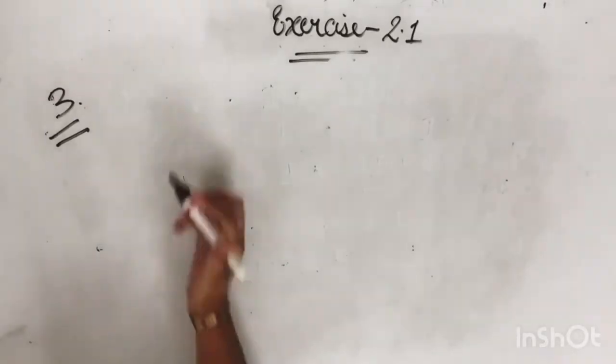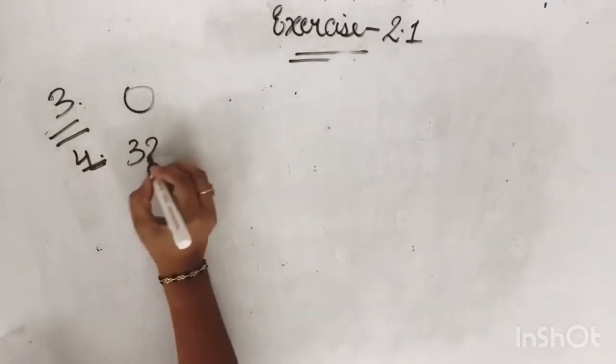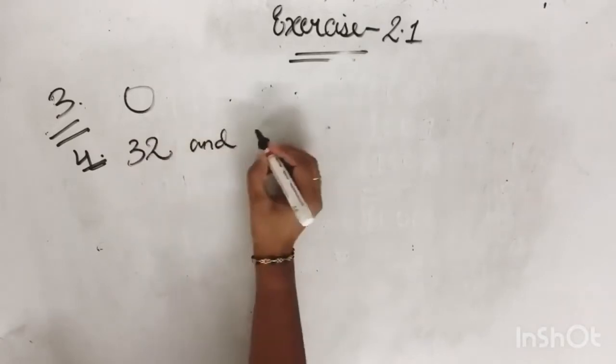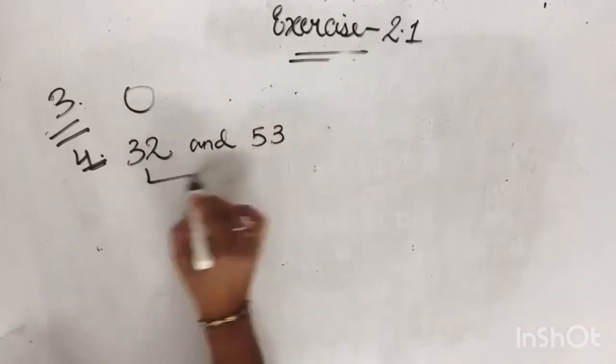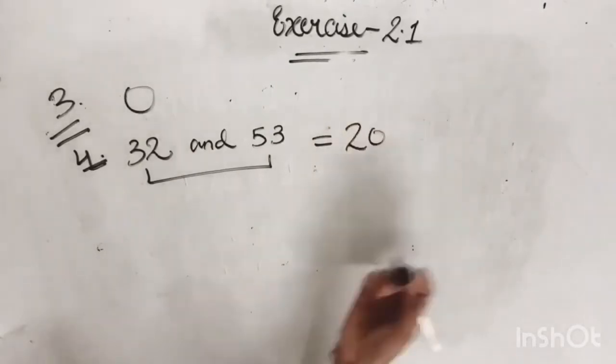Which is the smallest whole number? 0 is the smallest whole number. How many whole numbers are there between 32 and 53? Count the numbers lying between 32 and 53. You will get the answer 20.